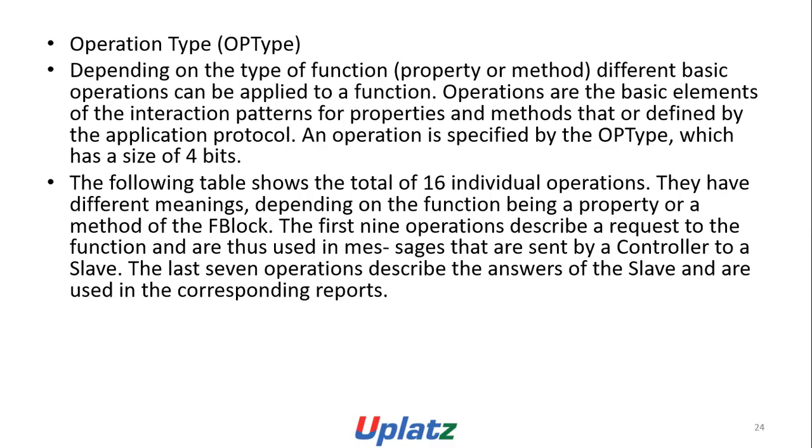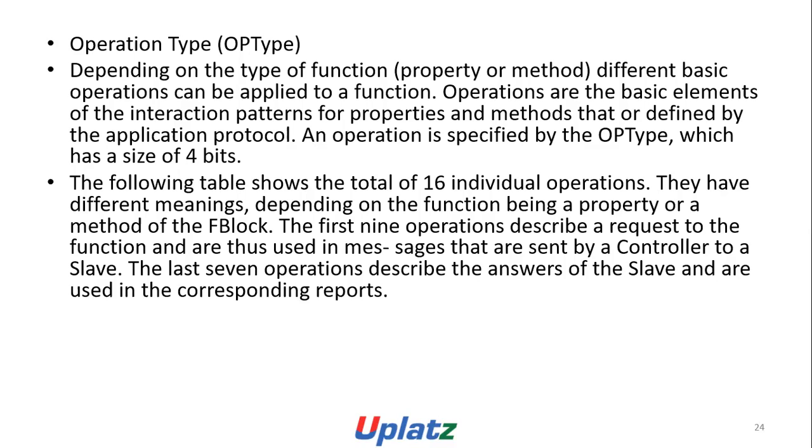Operation type, OPType. Depending on the type of function, property or method, different basic operations can be applied to a function. Operations are the basic elements of the interaction patterns for properties and methods that are defined by the application protocol. An operation is specified by the OPType, which has a size of 4 bits. The following table shows the total of 16 individual operations.